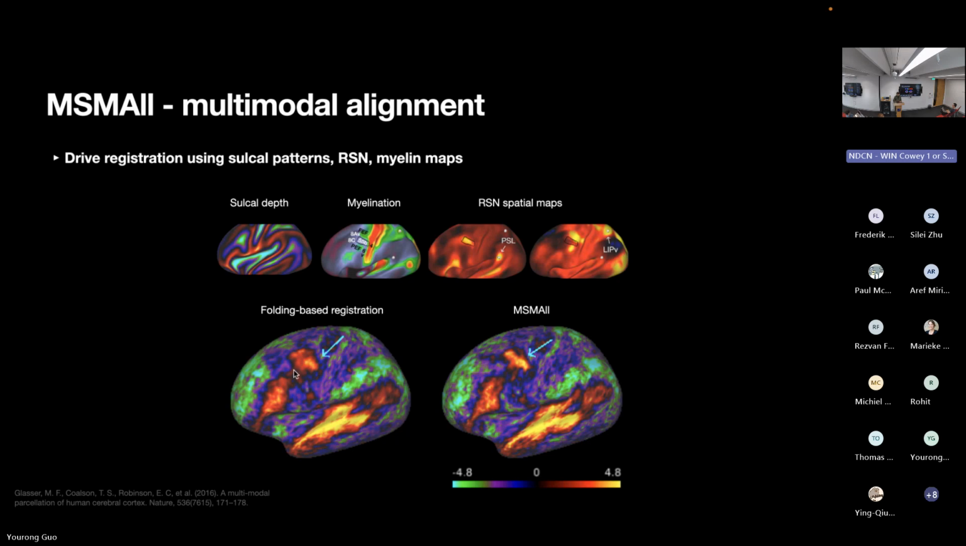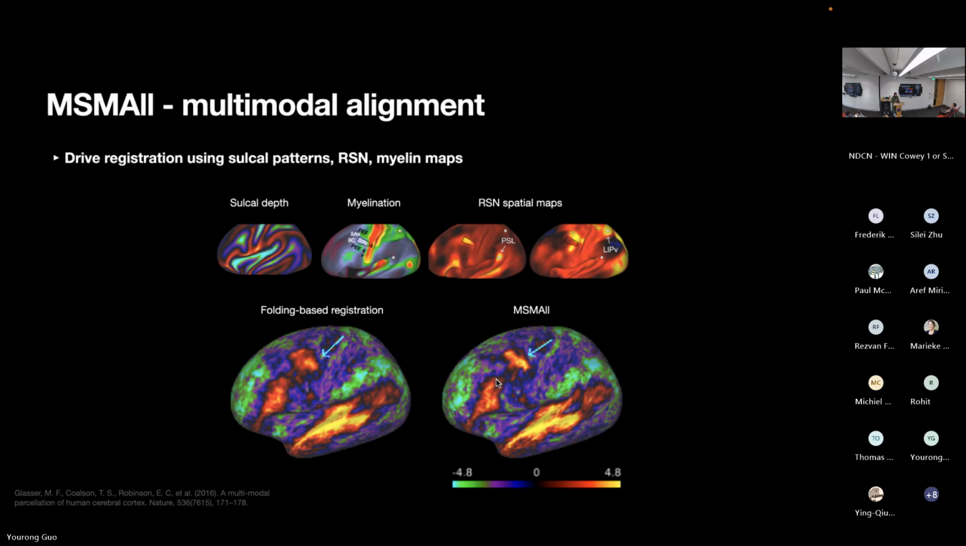And after doing this registration, if you calculate the group average functional activities, like this is the language story task, you will find that MSMAll works much better than a purely folding-based registration, because MSMAll here clearly has a sharper boundary in the functional area overlap, and also it gains higher stats values.